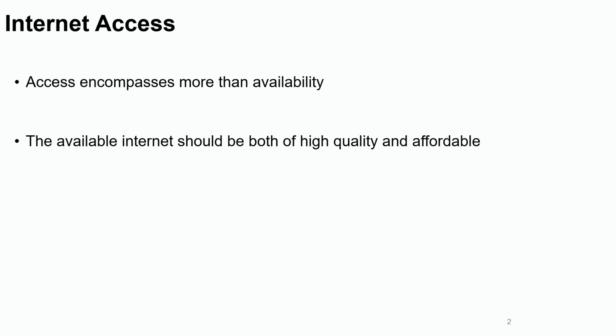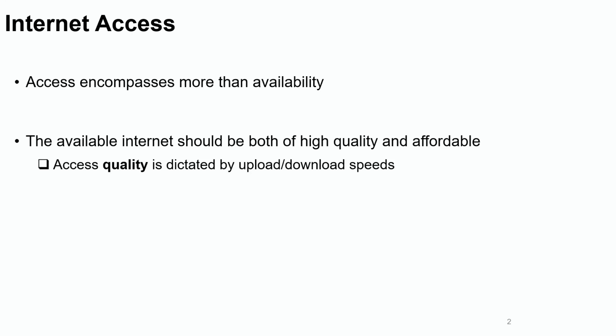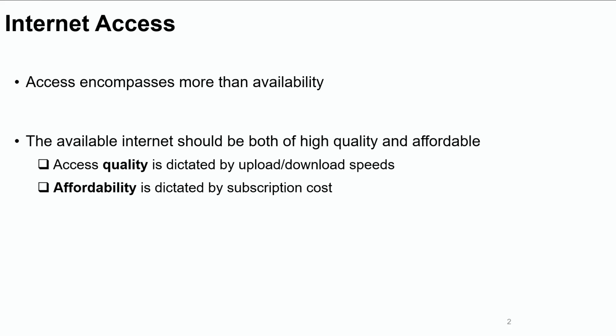Now, whenever we talk about quality, we are particularly interested in the fundamental characteristics of the internet connection in terms of the speeds, like the upload and download speeds. And when we talk about affordability, we are referring to the cost associated with accessing internet services.